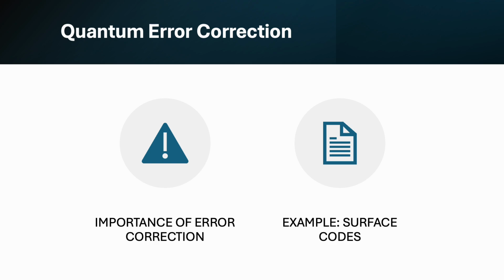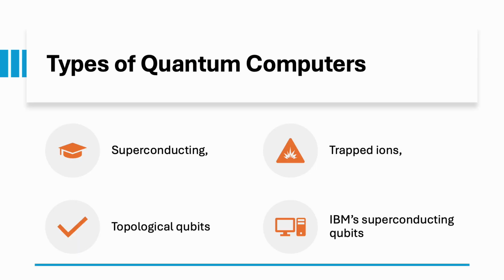Quantum error correction, as mentioned earlier, is important. That's where we keep the backup qubits. An example is surface codes, and we'll go into this topic in a little bit more depth in the upcoming lectures. Types of quantum computers: superconducting, trapped ions, topological qubits, IBM superconducting qubits. I would suggest you conduct a little research on all of these four and see what you grasp from the available information.